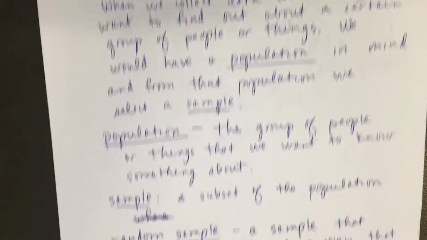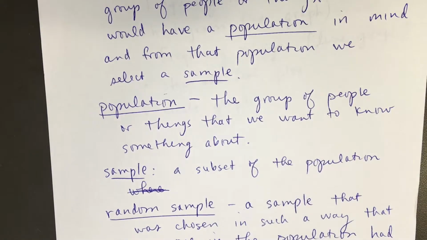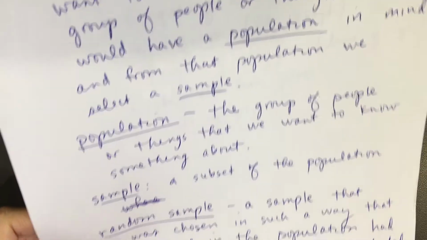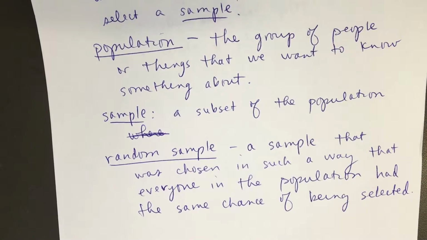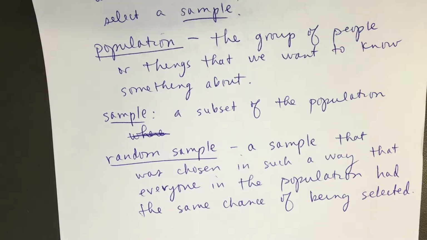For a sample to be a good sample, it should be chosen randomly. A random sample is one that is chosen in such a way that everybody in the population has the same chance of being selected.